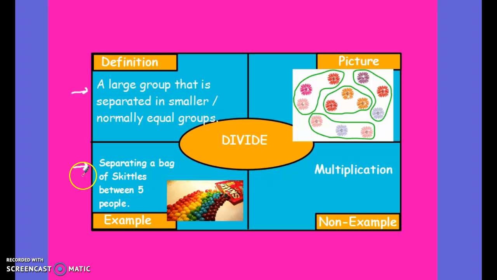Another example of things that get divided would be something very tasty to eat, a bag of Skittles. We can separate a bag of Skittles between 5 people like seen in this example here based on the colors red, orange, yellow, blue, and what looks like purple. So we have 5 different colors, and they get separated because of the Skittles bag. A non-example would be multiplication. Multiplication would be taking the Skittles and then giving multiple bags or increasing the number of Skittles that you have in each group. This is the definition of divide that we'll refer to throughout the entire unit.